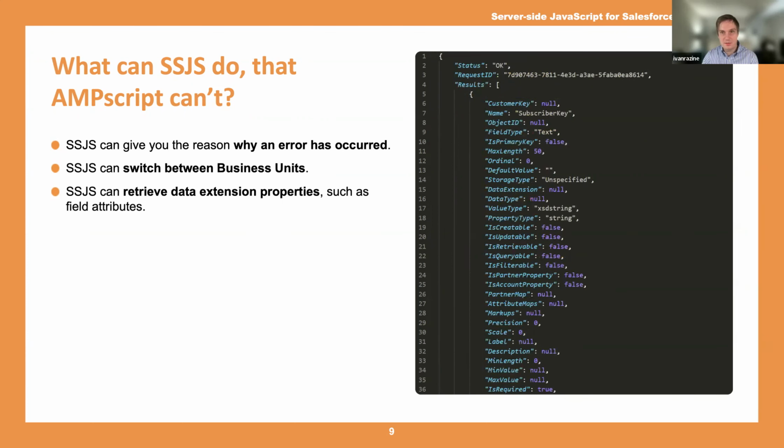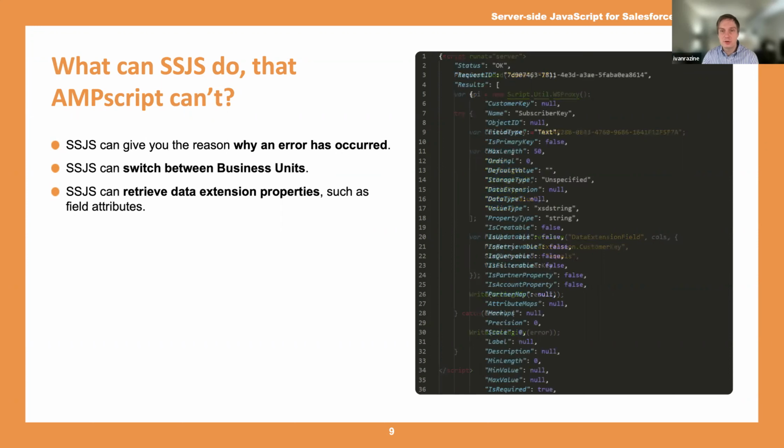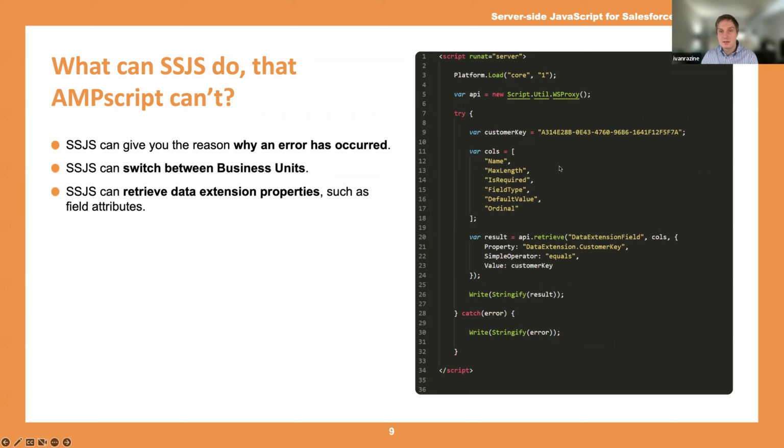Up next, this is an example of the result of the request that we've seen earlier. This is a simple request to retrieve data extension fields based on a data extension customer key or external key that you see when you access a data extension. And this is the kind of result that you get. You cannot retrieve all the different properties. Some of them are not retrievable, unfortunately, but the most important ones, you can.